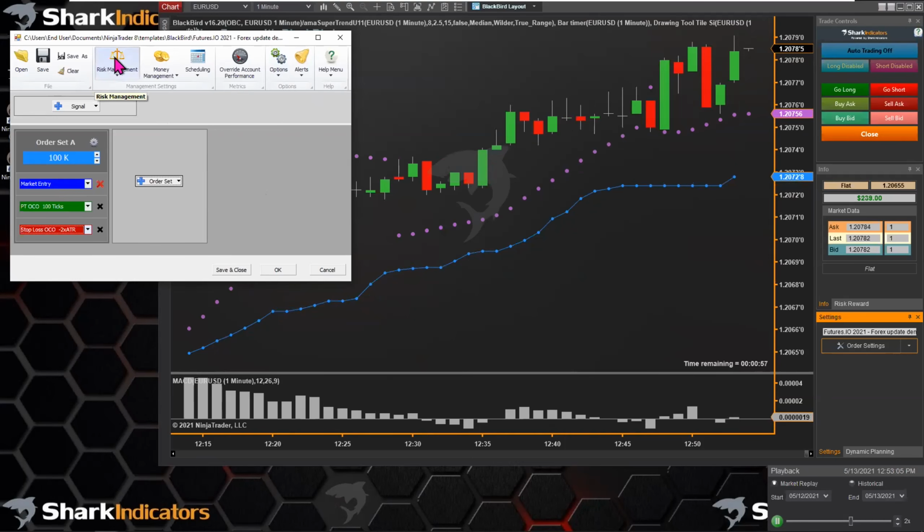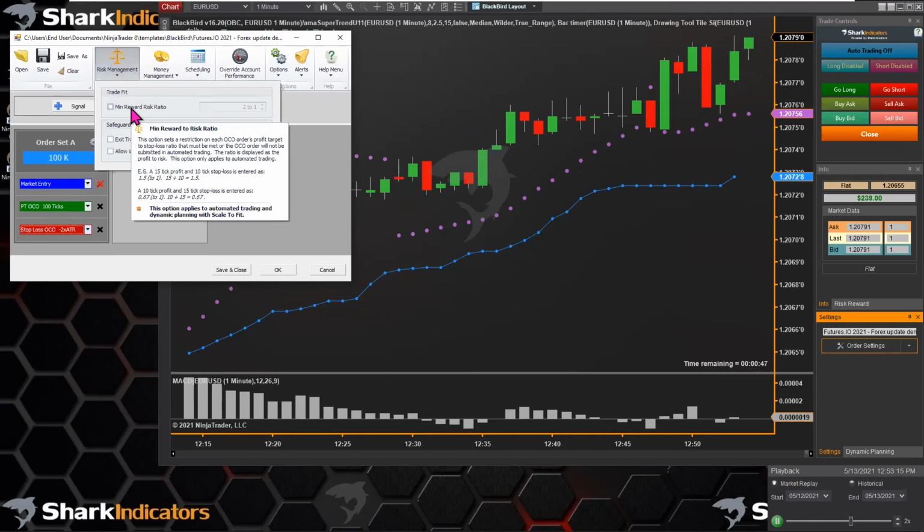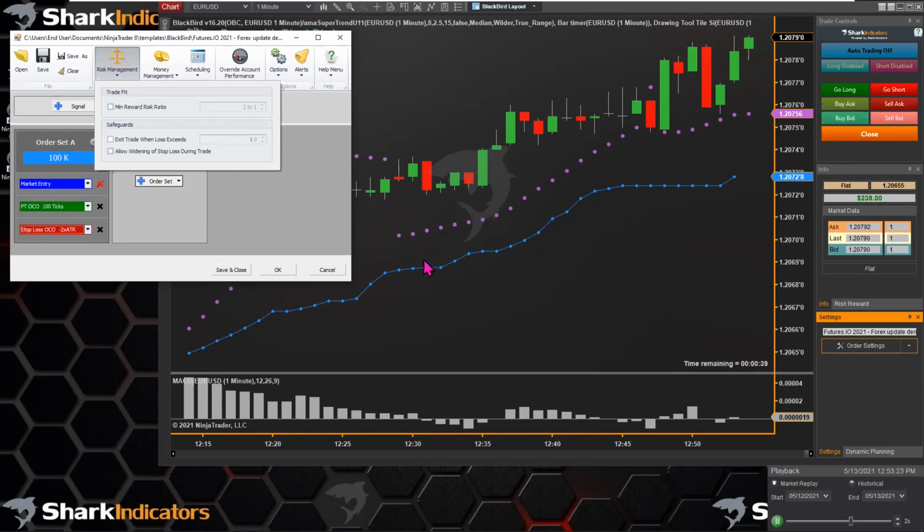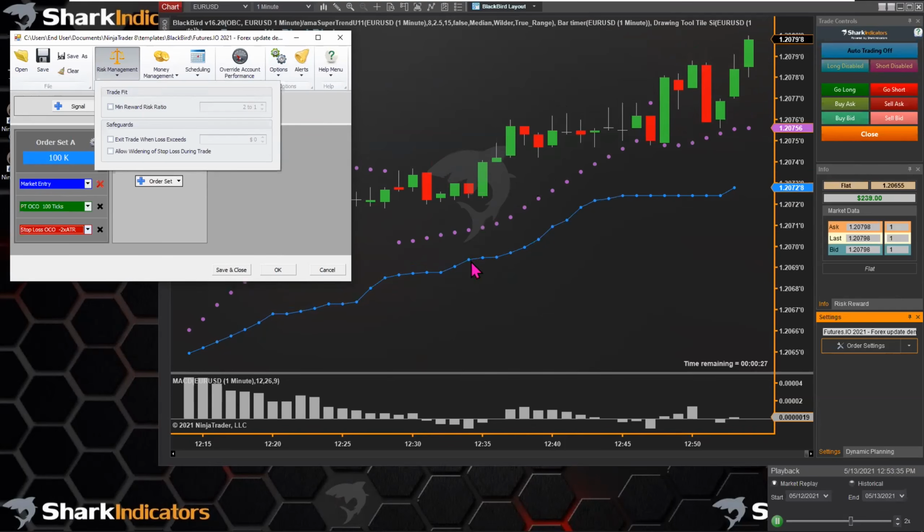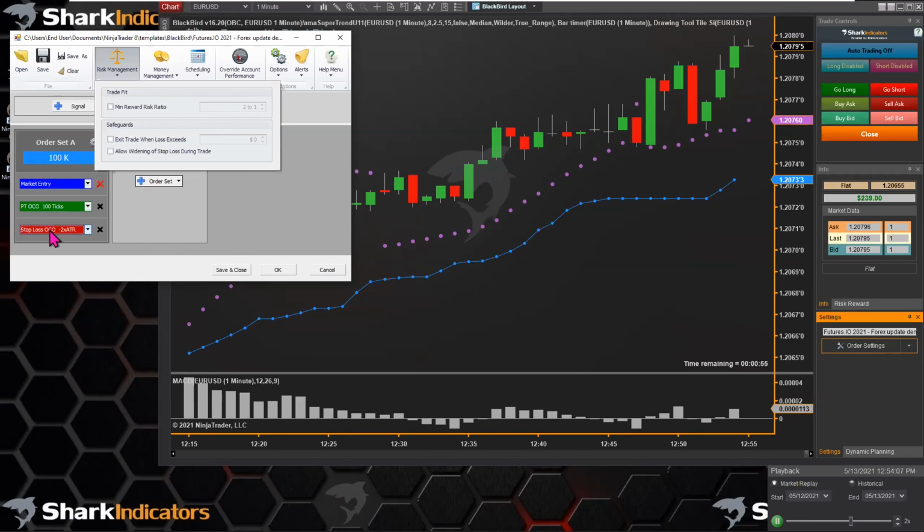And let's see here. There's also risk management. When you're really hardcore into full automation and you're using indicators to set your profit target and your stop losses, you never really know what your reward is going to be or what your risk might be when you're using indicators to automatically set your profit targets and stop losses.